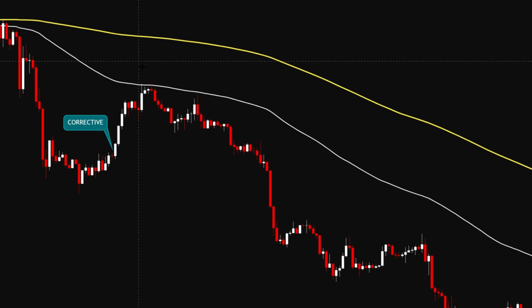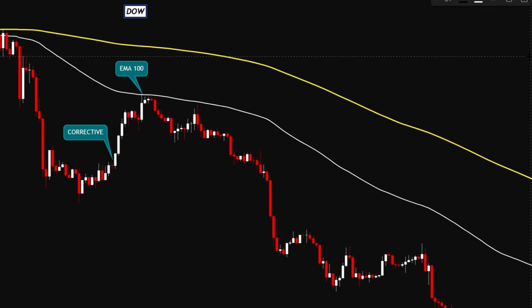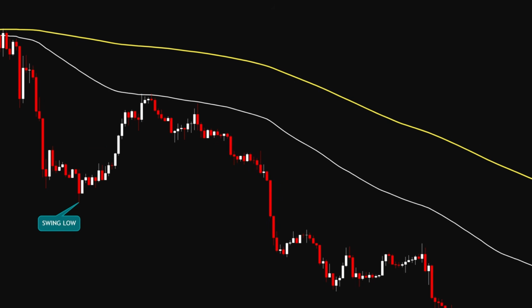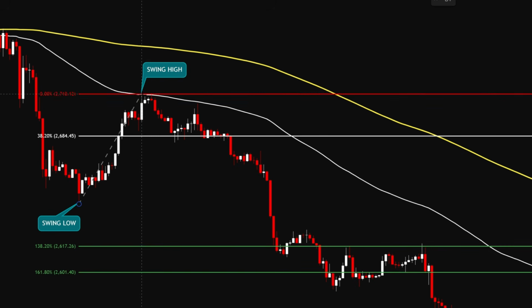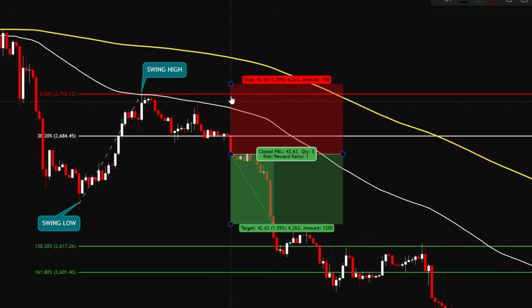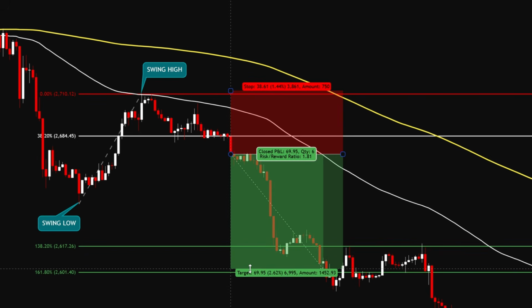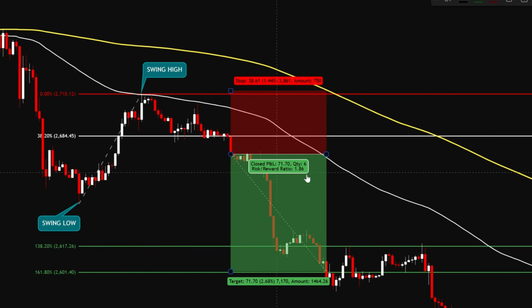Now, if we were in a downtrend, it's basically the same setup. Just flip. You draw the Fibonacci retracement from bottom to top of the corrective wave. The entry is the same. Break and close past the 38.2% level. And the 0% is your stop loss, with the 138% and 161% as your TP levels.